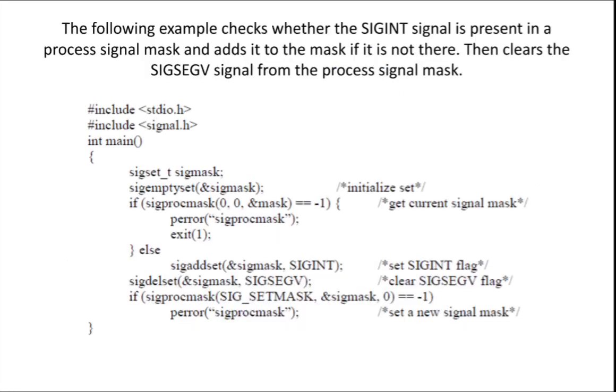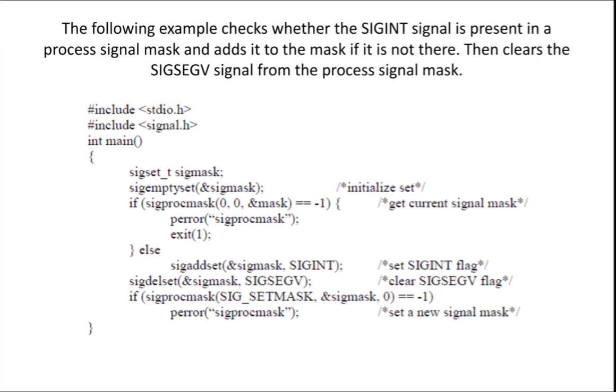Next, this is the example program. It's going to check whether the signal SIGINT is present in a process signal mask. If it's not there, it's going to add it to the mask. Then it clears the signal SIGSEGV from the process signal mask. Don't get confused, guys. This is a program to add a signal. If you want to know about POSIX defined signals, you can refer to my video in the playlist Unix system programming.